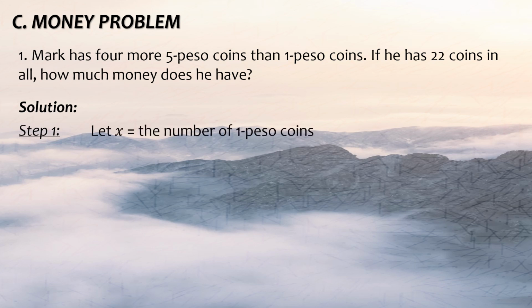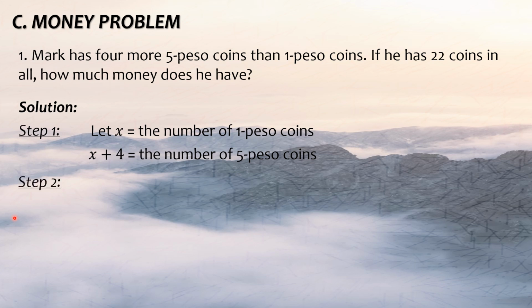Step 1, let x be the number of 1 peso coins. And then, sabi dyan, ang pera ni Mark na 5 peso coin ay 4 more sa 1 peso coin. So, 4 more, ibig sabihin ang keyword ay more. Therefore, ang gagamitin nating symbol ay plus. So, magiging x plus 4 equals the number of 5 peso coins.